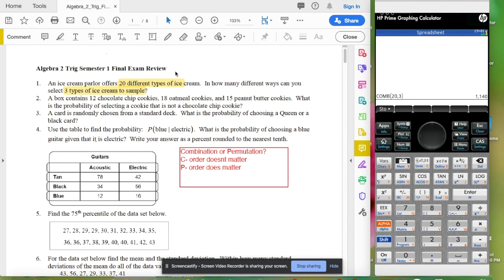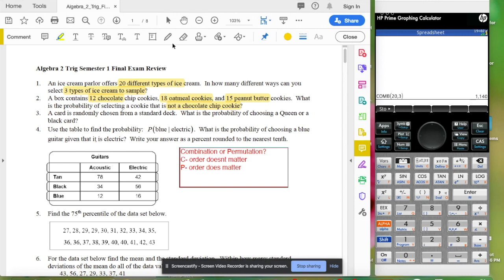The next problem that we're going to do is number 2, and it says a box contains 12 chocolate chip cookies, 18 oatmeal cookies, and 15 peanut butter cookies. What is the probability of selecting a cookie that is not a chocolate chip cookie?